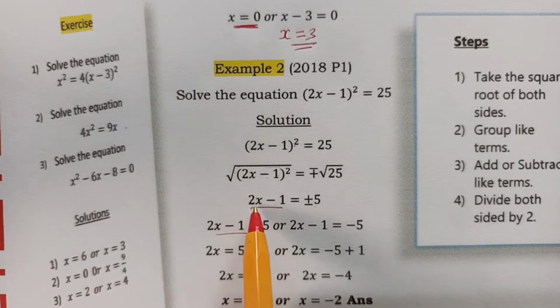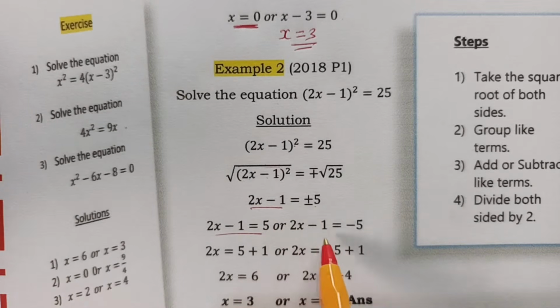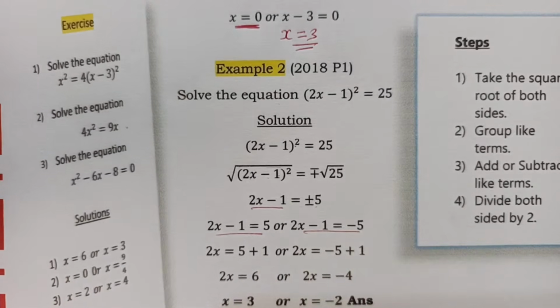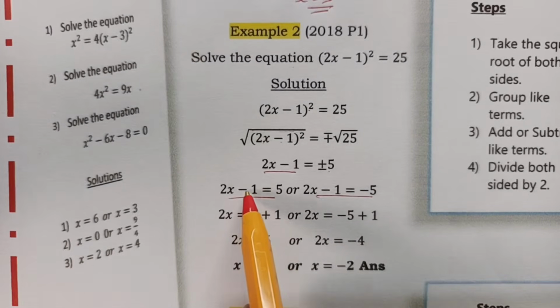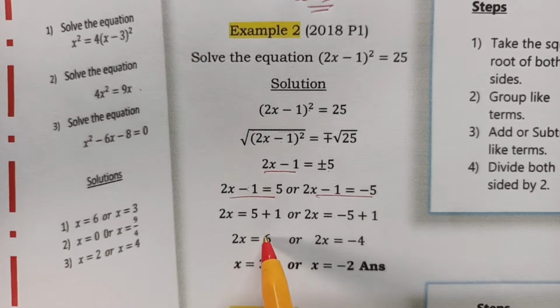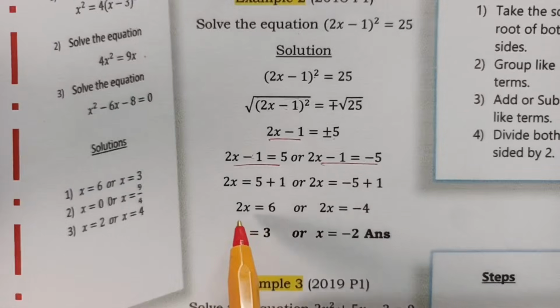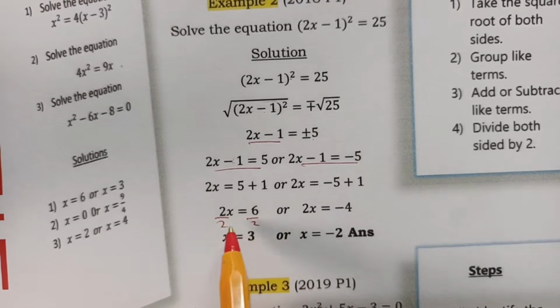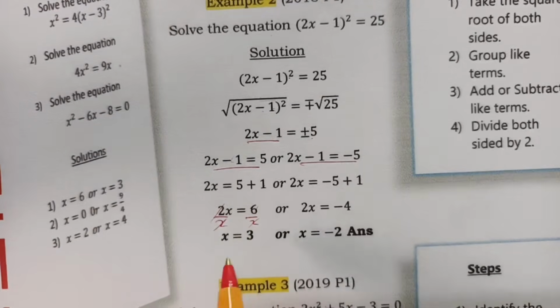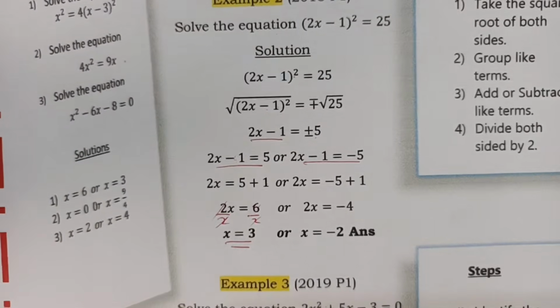2x minus 1 is equal to negative 5. This is what we have also. So solve the two equations. For this one, 1 will come this side. It will be 5 plus 1, which will give us a 6. You divide both sides by 2, so divide by 2, by 2. This and this will go. We shall remain with 3.